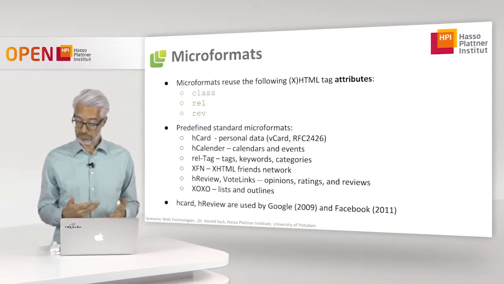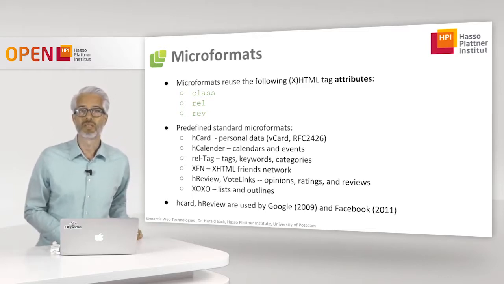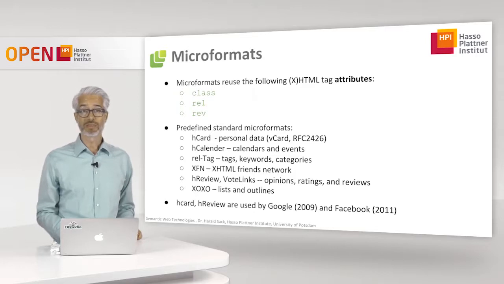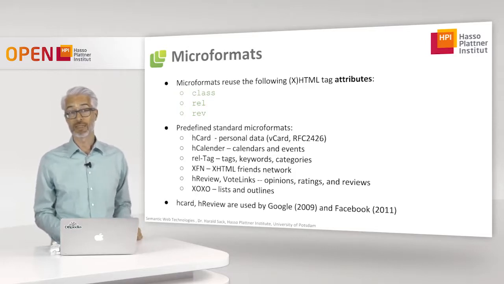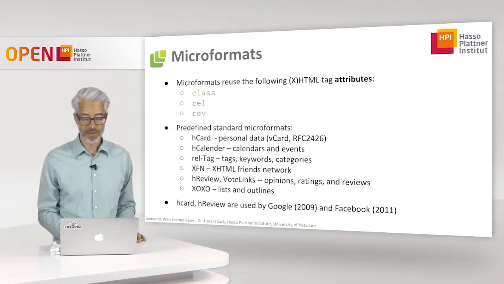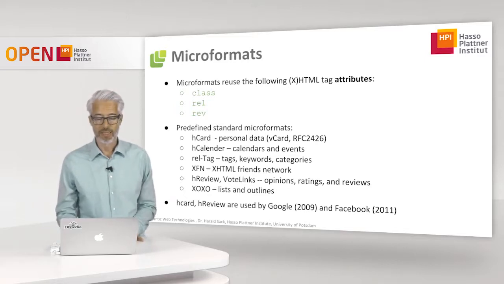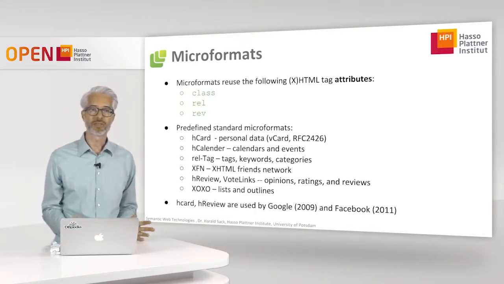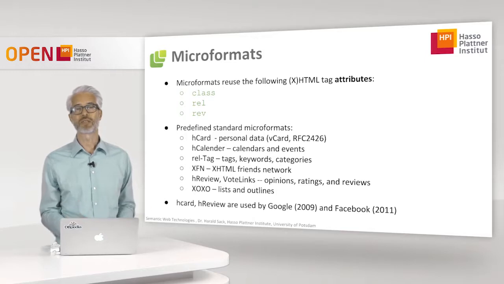And there are some predefined standard microformats already available. So the most prominent is hCard for personal data. This is vCard, and there is already an existing RFC for that. Then for dates and calendar events, you have hCalendar. Then for tags, keywords, and categories, there are the so-called rel-tag microformats.